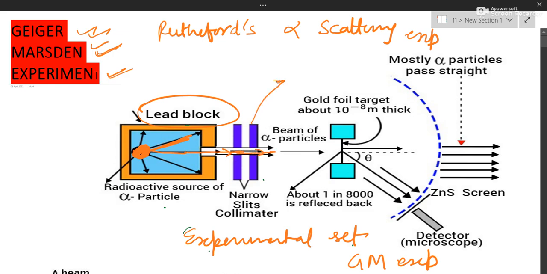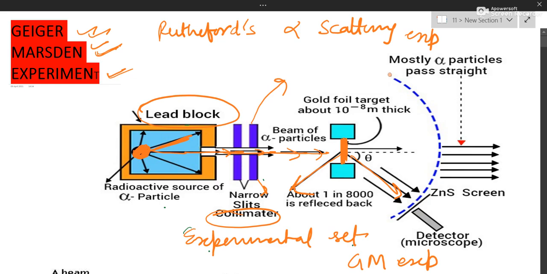First of all, they are being passed through this blue collimator. Collimator makes a fine beam. This fine beam is incident against this gold foil. This orange is gold foil. After that, obviously alpha particles will be scattered like this or like that, whichever way.